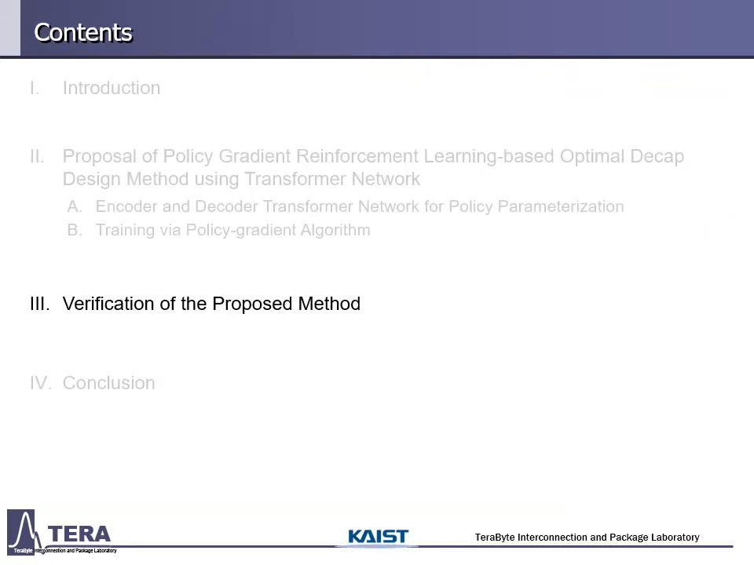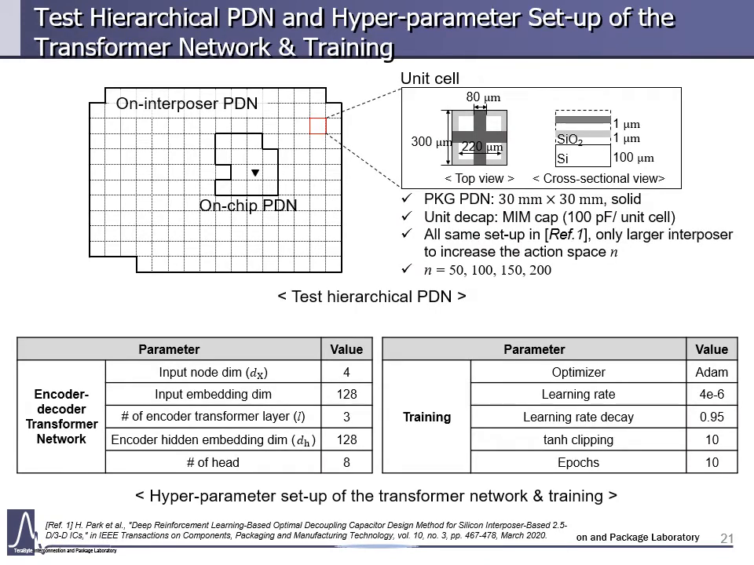For verification, we apply the proposed method to a test hierarchical PDN and compare the loss convergence characteristics with the previous value-based RL method. The test hierarchical PDN setup for this work is equal to the test PDN in our previous work, but only the number of unit cells is increased to implement the largest action space. Also, we use the same unit cell and MIM cap model in the previous work for fair comparison.